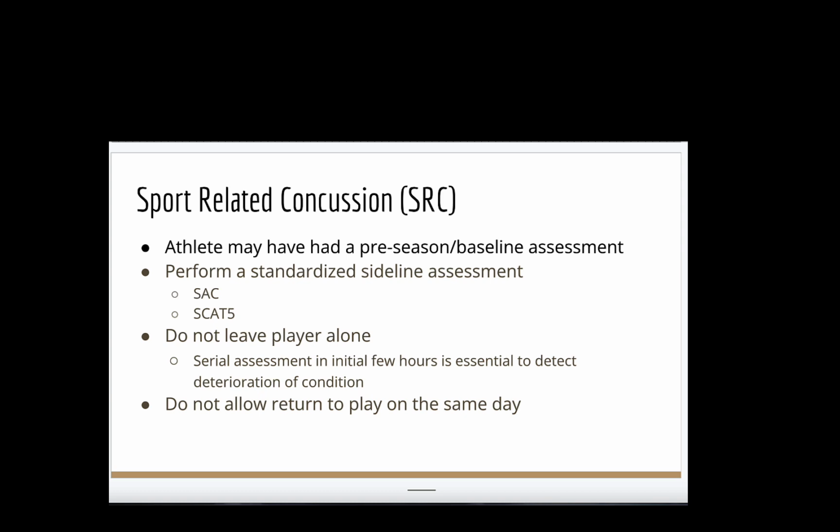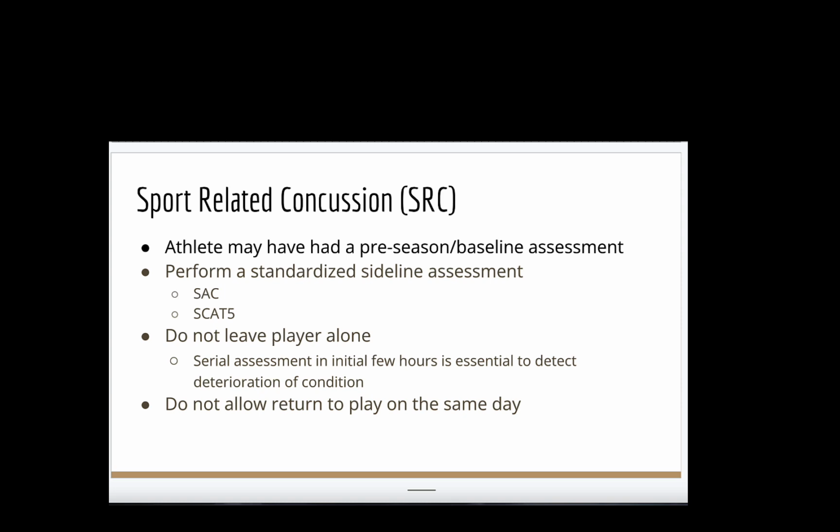So a lot of these things like the standardized sideline assessments, we'll talk about the SAC and the SCAT-5. Those are two that you can do a preseason assessment with, and then you can have those numbers to compare and contrast with. That might give you more information about how likely they are to have a concussion.